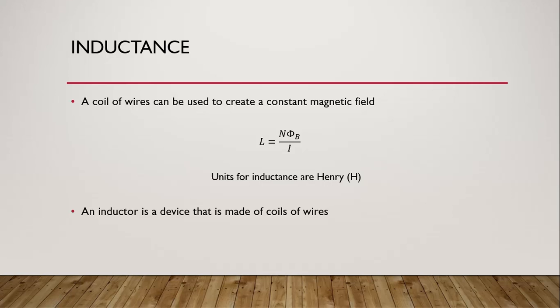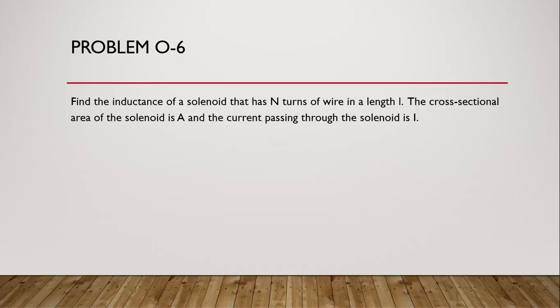Now, an inductor is any type of electrical device that is made up of coils of wire that create magnetic fields or changing magnetic fields. So let's look at a solenoid. If you remember, it's kind of a spring or a slinky, a set of coils of wire. Here we have a solenoid with N turns, length L, and cross-sectional area A, and we're passing a current I through the solenoid. Now let's see if we can figure out the inductance of the solenoid.